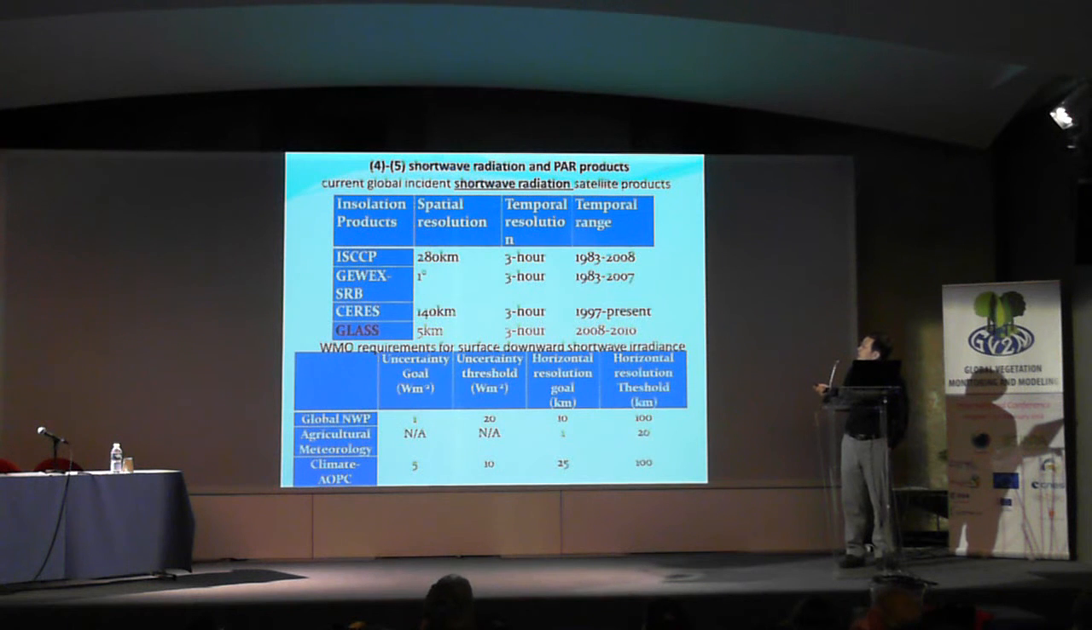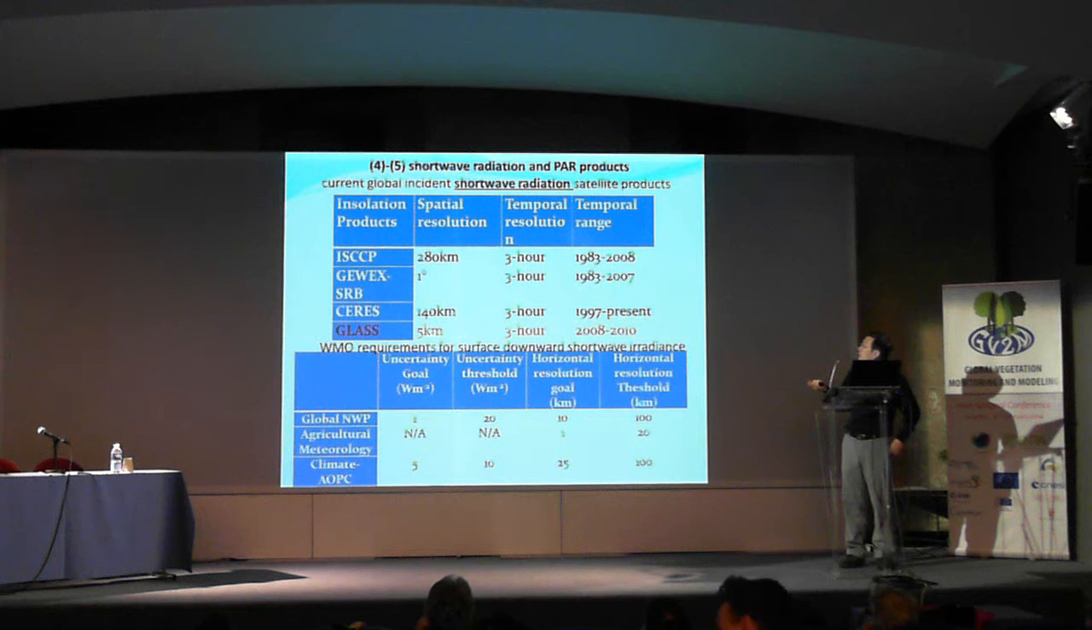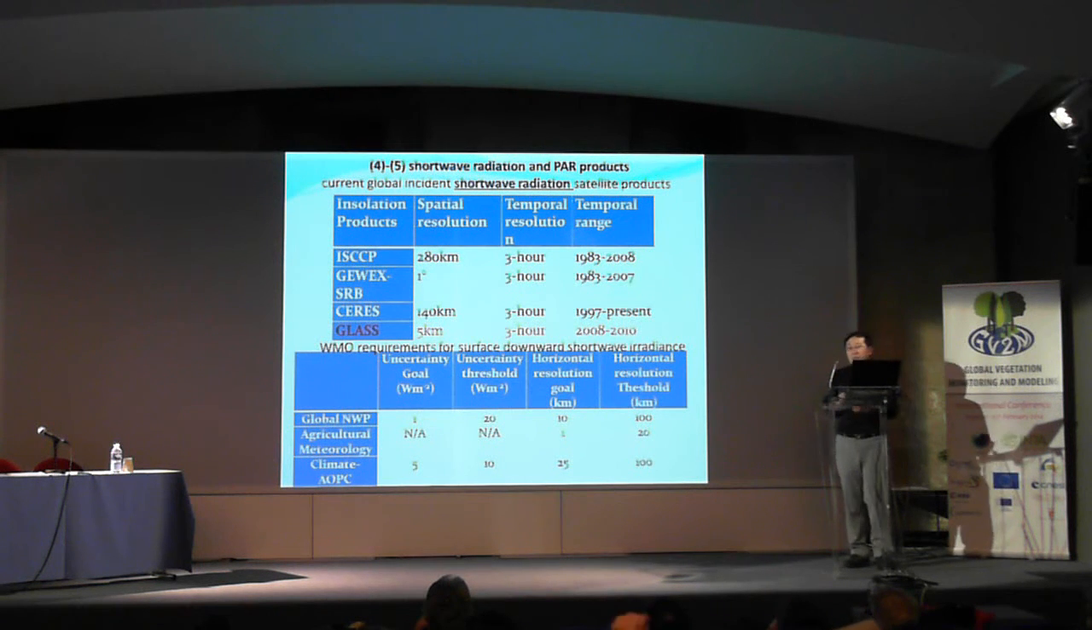The last 2 radiation products, one is the shortwave, another is the PAR. Most people are using very coarse radiation products like ISCCP data, the GEWEX series, which pretty much come from satellite data, and also some reanalysis data. They have high temporal resolution, but the spatial resolution is too coarse for land applications. So the GLASS radiation products are pretty much 5 kilometers, 3 hours.